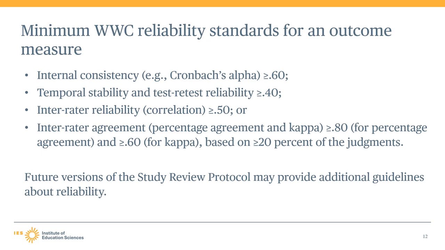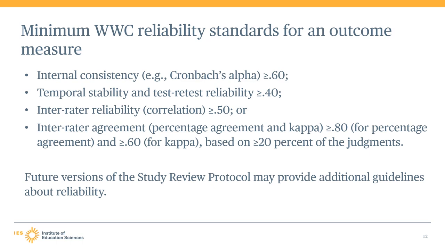For measures of inter-rater reliability, the WWC requires an inter-rater reliability correlation statistic of 0.5 or higher. And for measures of inter-rater agreement, the WWC requires percent agreement reliability statistics of 0.8 or higher, or kappa statistics of 0.6 or higher, based on 20% of the inter-rater judgments.